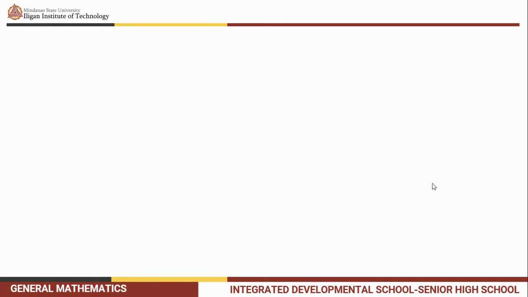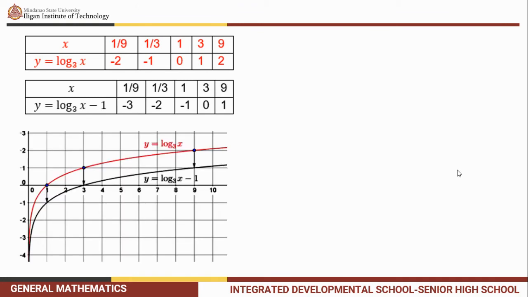Okay, so let's have another example. This is now the table. Now we will construct the table with its corresponding y values. Then after that, this is now the graph. So kung ma-observe natin, dahil ang D natin ay minus D, that means there will be a vertical shift of 1 unit down. And we observe that our b here is positive 3, so that means it is an increasing function.